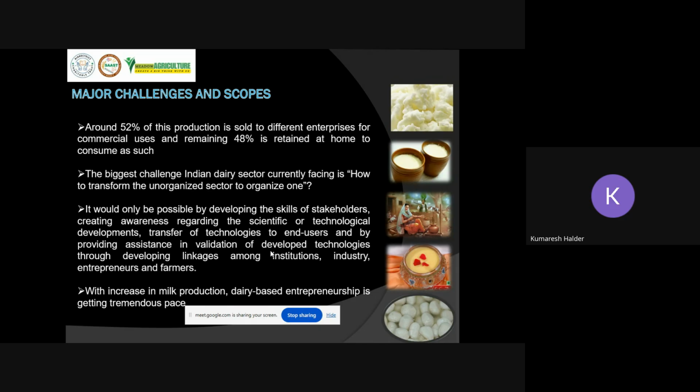If we want to do so, what are the things we need to do? We need to enhance the skills of stakeholders and create awareness regarding scientific and technological developments. We need to transfer technologies to end users like farmers. Then we need to provide assistance to farmers or those who develop technologies through various linkages among institutions, industry, entrepreneurs, and farmers. These are the things we need to do to improve. Then only can we develop dairy-based entrepreneurs and encourage dairy-based entrepreneurship.